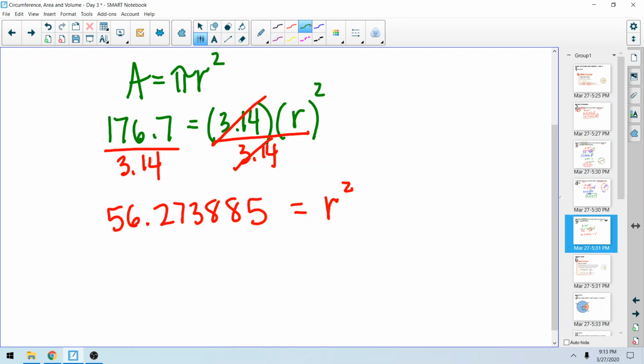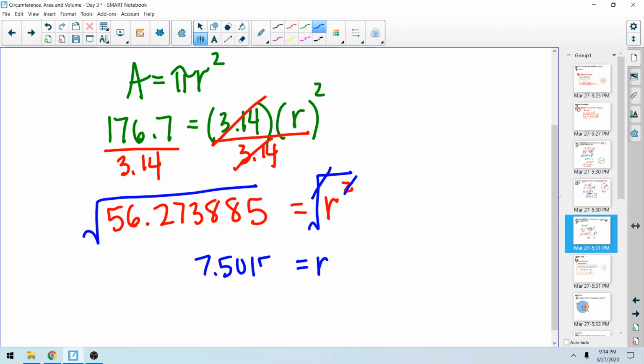Now, once again, you have an R squared. Opposite of squaring something, square root. Squared cancels the square root. That just leaves you with your radius. Then we're going to take the square root of 56.273885, which I'm getting 7.50159. Again, if we round to the nearest tenth, the 0 tells me to leave the 5 alone, so 7.5 is my radius.